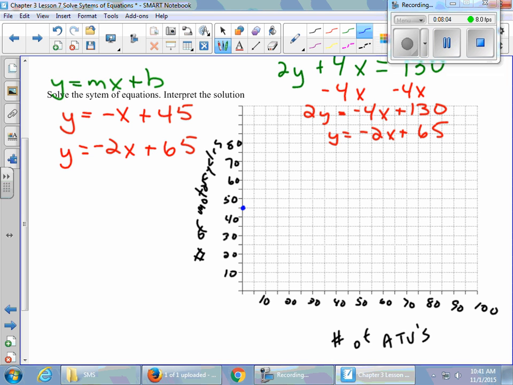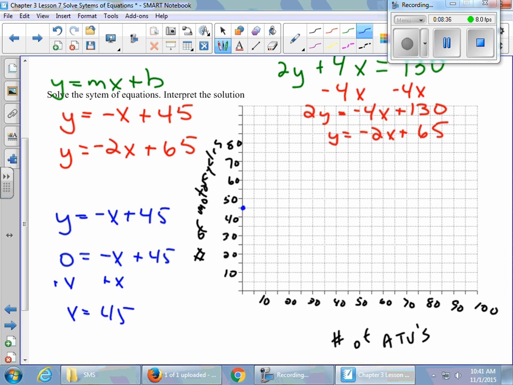And if we put in y equals negative x plus 45, let's put in 0 for y, so we get our x coordinate. So we have 0 equals negative x plus 45. We'll add x to both sides. X equals 45. So we're going to plug 45 in right there.